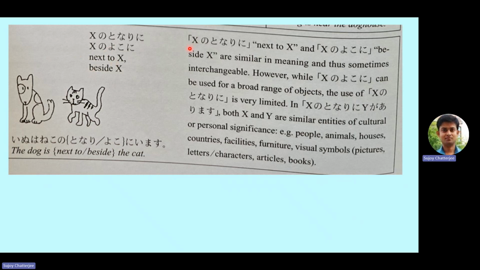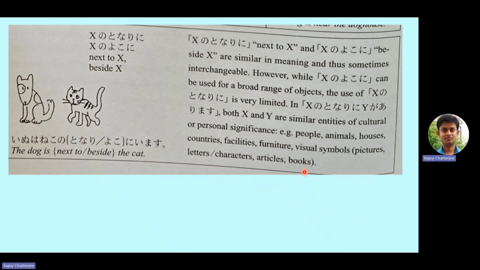So let's see what they have written here. X no tonari ni, next to X, and X no yoko ni, beside X, are similar in meaning and thus sometimes interchangeable, as I just mentioned. However, while X no yoko ni can be used for a broad range of objects, the use of X no tonari ni is very limited. In X no tonari ni Y ga arimasu, both X and Y are similar entities of cultural or personal significance. For example, people, animals, houses, countries, facilities, furniture, visual symbols, pictures, letters, characters, articles, books.